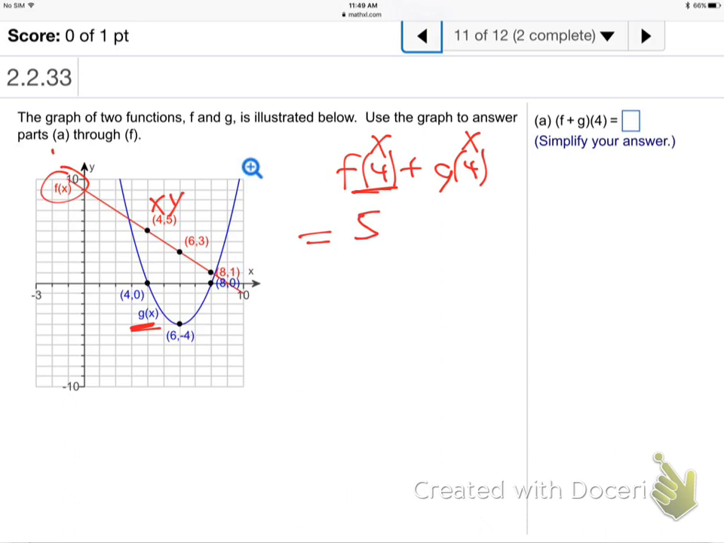Good so far? How about for G? Go to the blue graph, the G graph. Find the x value for, right here. What's the y value? 0. 5 plus 0, 5. So the key is knowing that when somebody writes f of 4 and they're giving you a picture, they mean find x equals 4, find the y value that goes with x equals 4.